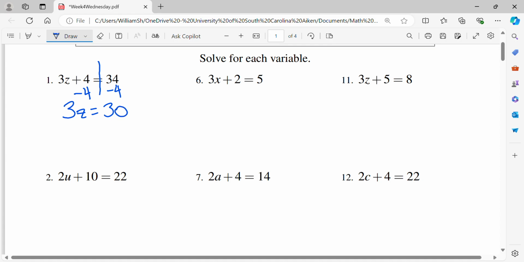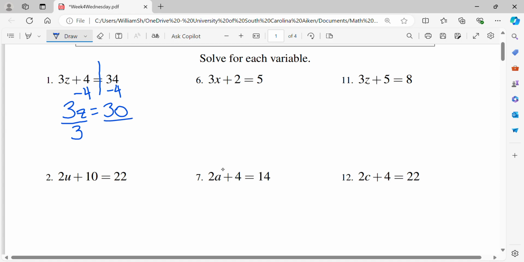So now we almost have z by itself. We only have to worry about that one more thing, that 3 that's multiplied to it. Now remember, in order to cross this equal sign, I have to do the opposite. So if I want to get rid of that 3, I have to do the opposite of what is being done to that 3 right now. Right now that 3 is multiplying times z. The opposite of that is division.